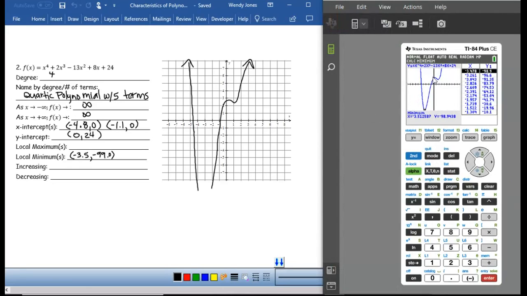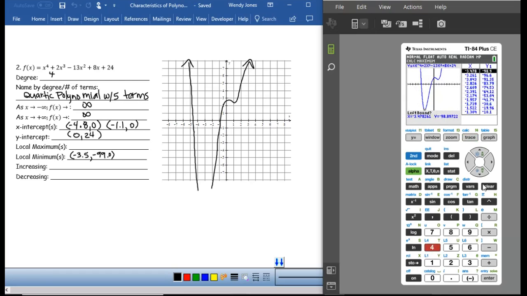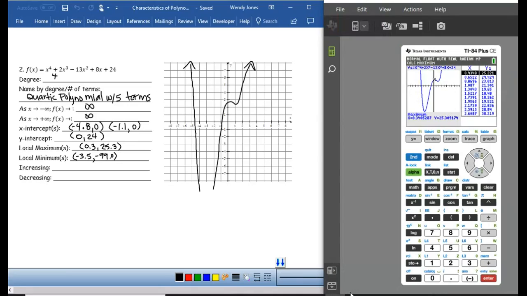Let's find this maximum. Second, trace, and we'll choose number 4. We need to get a little bit closer to the point that we want to find, but remain on the left side. Hit enter. Now we'll go to the right. Hit enter, and it says guess, so we'll hit enter one more time. The maximum is located at 0.3, comma, 25.3.